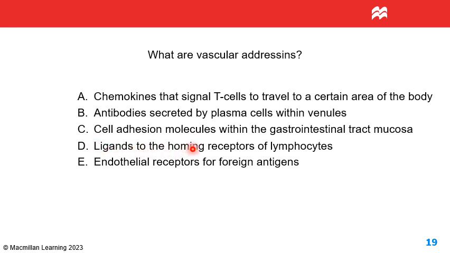Ligands to the homing receptors of the lymphocytes. That's the whole idea of those addressins. They're giving you the address of the thing that is right behind your blood vessel. So this is vascular, that means your blood vessel, right? What is the address of the blood vessel? So those are ligands to the homing receptors on your lymphocytes. Okay, everybody cool?